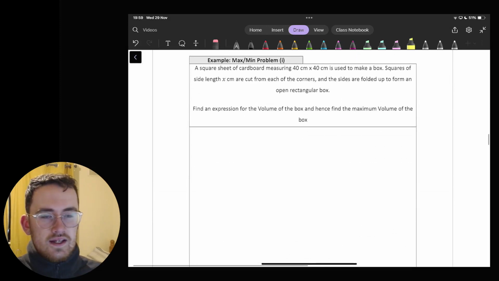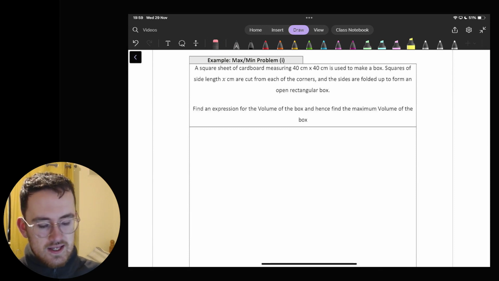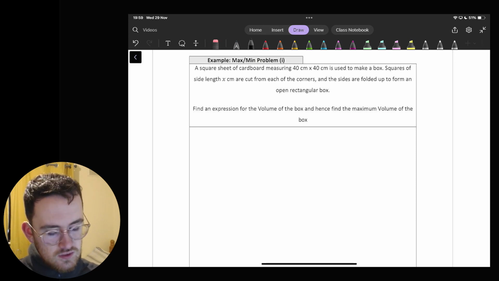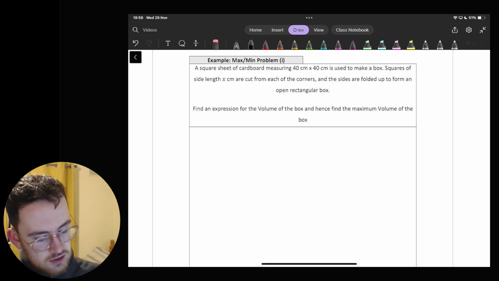So let's go through quickly some of these examples, then we'll jump through some exam questions just to get you some familiarity and so you can see the sorts of questions you get asked. This is a common enough example. It's about a sheet of cardboard. It's a square sheet of cardboard measuring 40 by 40.